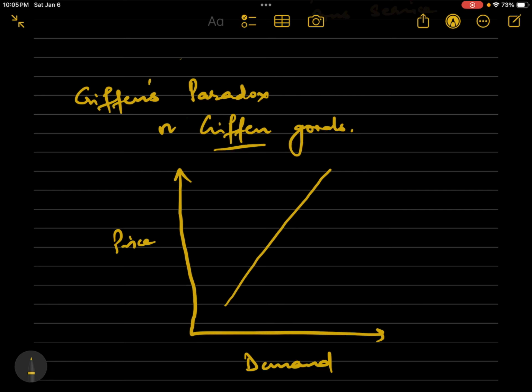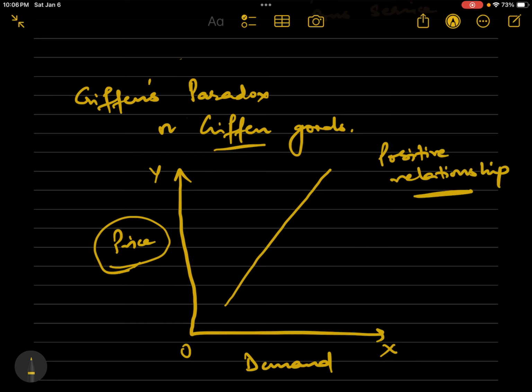And I'm going to explain this whole paradox in a separate video. I don't want to do that here, but I just want you to again note that in case of Giffen goods, this is a special graph again. You have price here on the y-axis and you have demand here on the x-axis, and there is a positive relationship between price and demand. I wanted to cover this graph along with normal and inferior goods because again children get confused between a graph for inferior goods and Giffen goods.